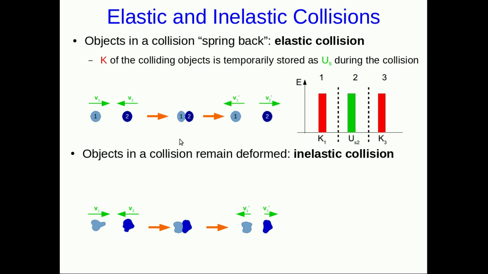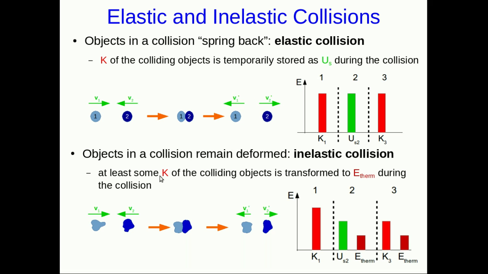On the other hand, if the objects that are colliding remain deformed after the collision, then at least some of the kinetic energy that the system had before the collision gets transformed into thermal energy. And now the kinetic energy after the collision is different from the kinetic energy before. And so we would then call this an inelastic collision.